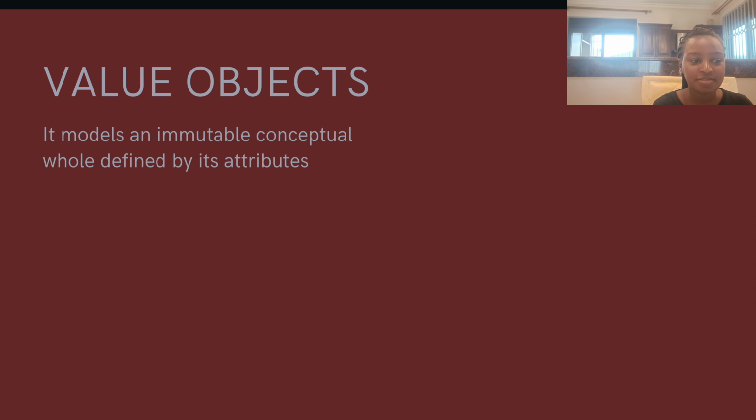And if that changes, then we're dealing with a whole different person, regardless of the attributes being the same. So even if we have a case where we have two Pamelas at student 1 and student 2, these are still two different people. We have another one called value objects.